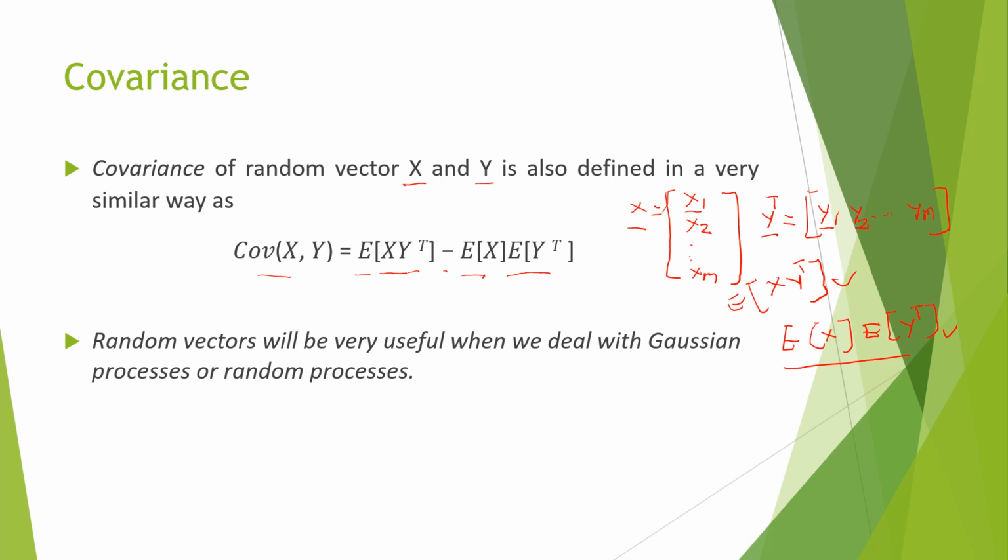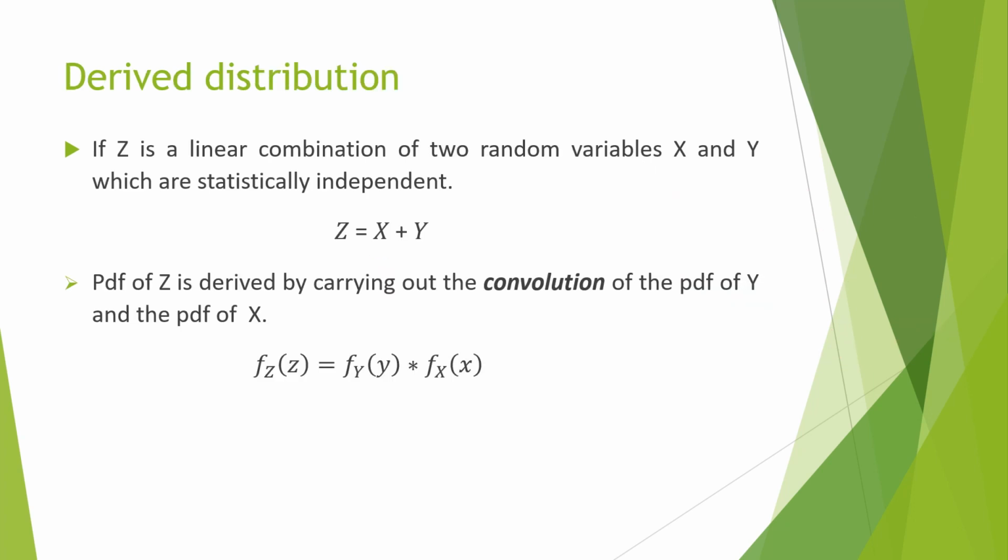Now why do we study random vectors? These vectors are very useful when we deal with Gaussian processes and random processes. A Gaussian process is a specific case of a random process. So while we are studying that, these random vectors will come in very handy. So far we discussed random vectors.